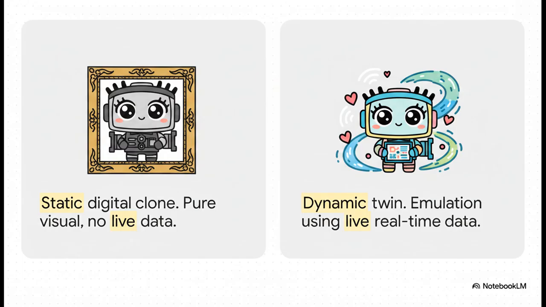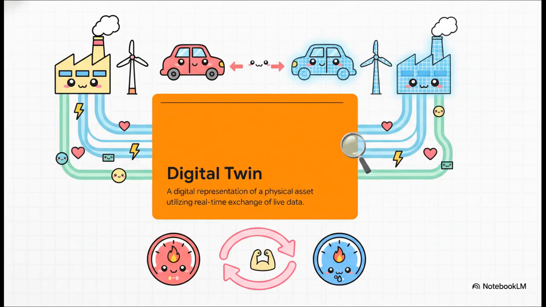It's a dynamic, precise emulation that relies entirely on a continuous, real-time data stream from its physical counterpart. Now, strictly speaking, a digital twin is defined as a digital representation of a physical asset utilizing a real-time exchange of live data between the digital and physical components. And honestly, it's that second half of the sentence where the magic really happens.